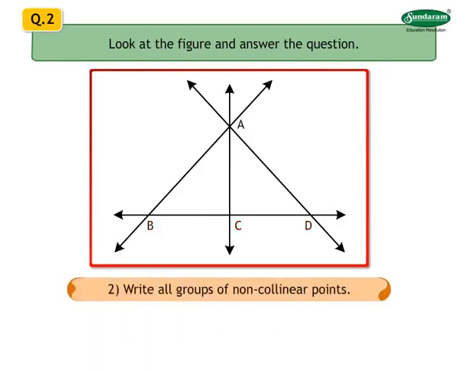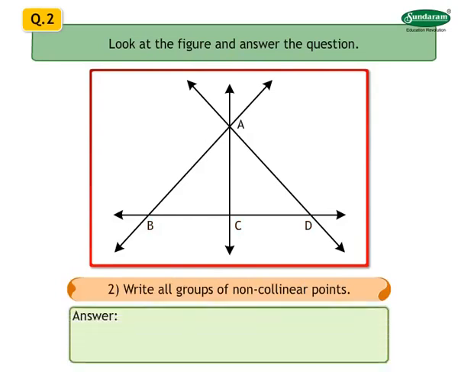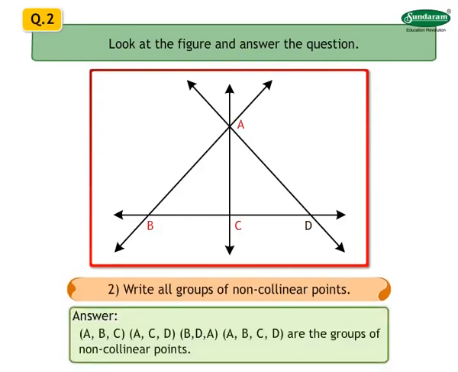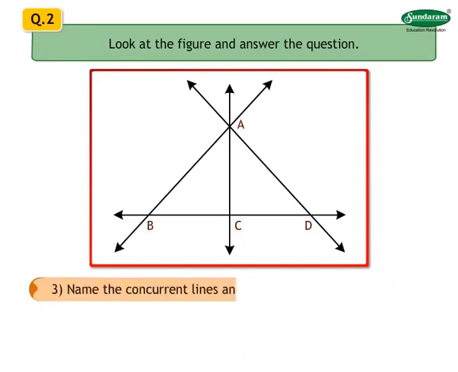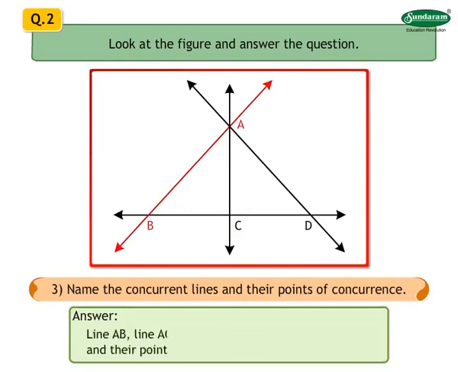Number 2. Write all groups of non-collinear points. Answer. A, B, C; A, C, D; B, D, A; B, C, D are the groups of non-collinear points. Number 3. Name the concurrent lines and their points of concurrence. Answer. Line AB, line AC and line AD are the concurrent lines and their point of concurrence is A.